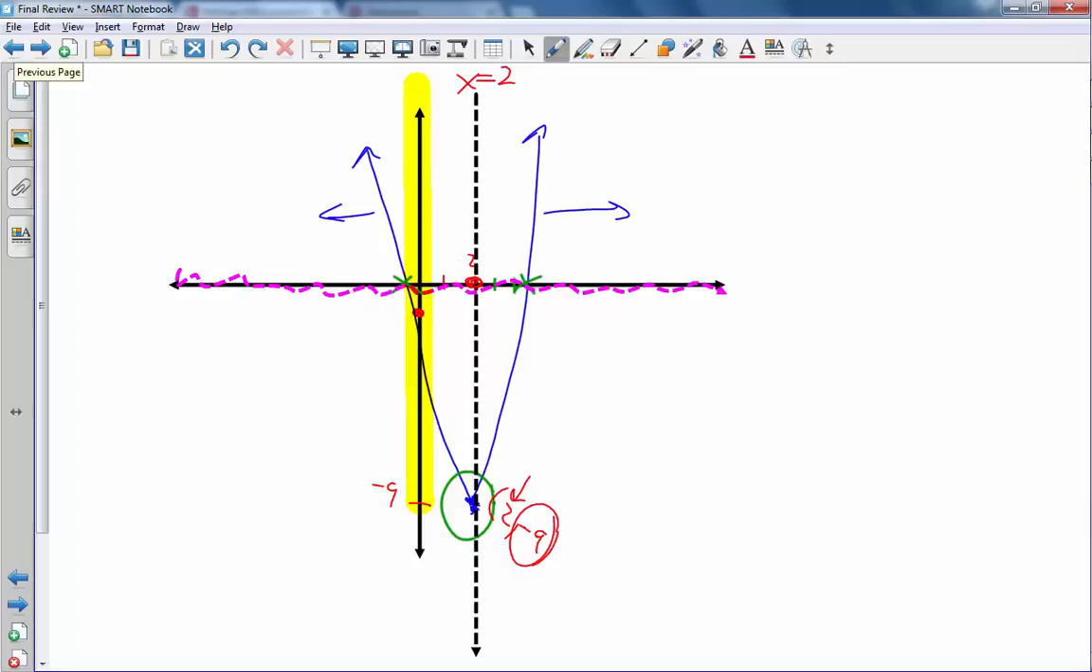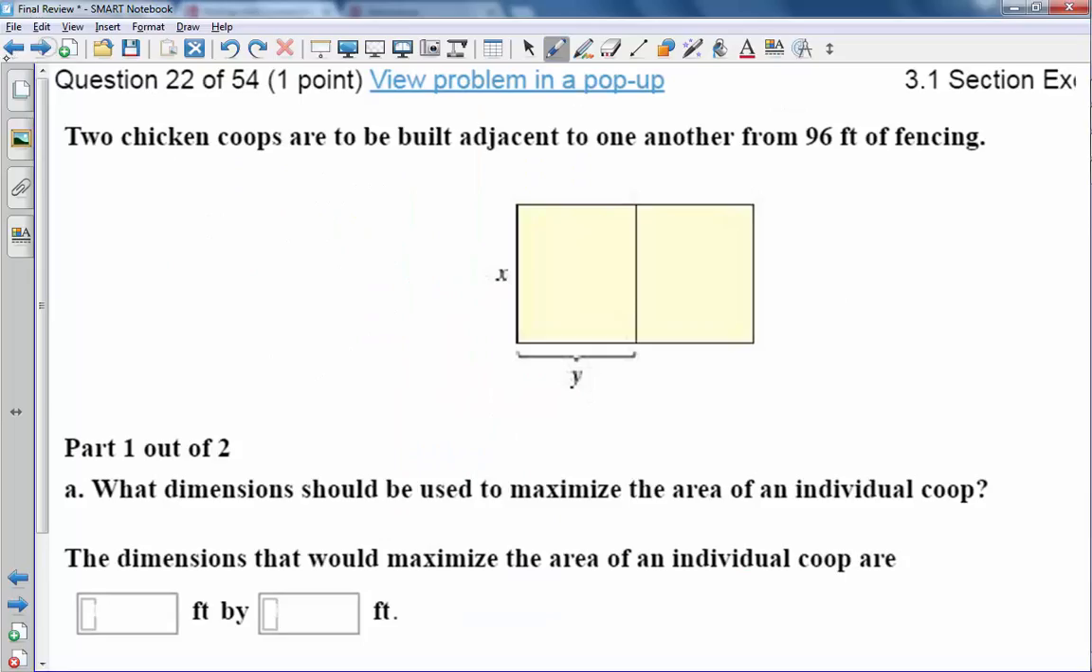Alright, let's see what's next. An application question. Let me tell you what's different here. Instead of being provided with an equation like y equals 2x squared minus 8x minus 1 as in the previous question, you don't have an equation. You need to build your own equation from the story.